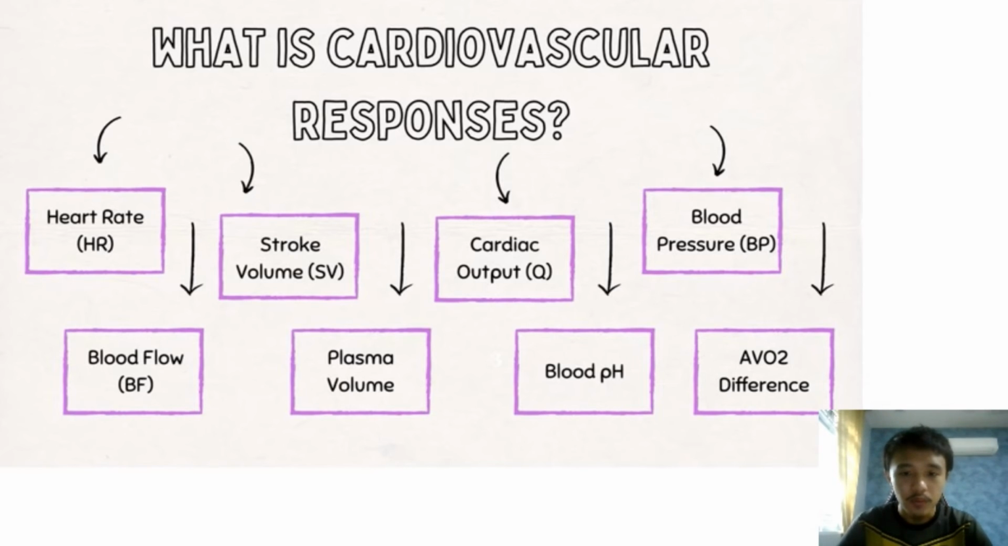So we'll move on to blood pH. Blood pH will change significantly during exercise, becoming more acidic. Sometimes it will go further down to 6.5 pH.